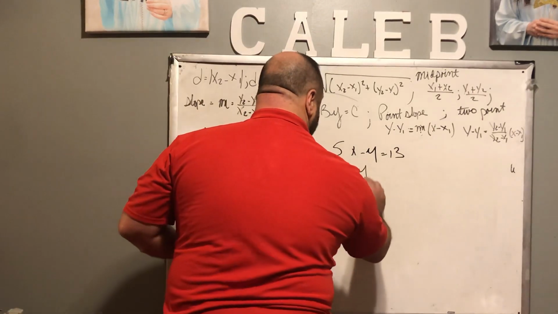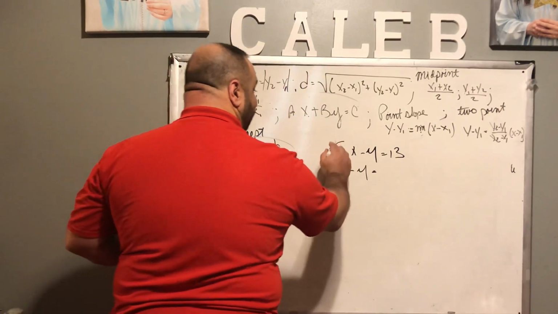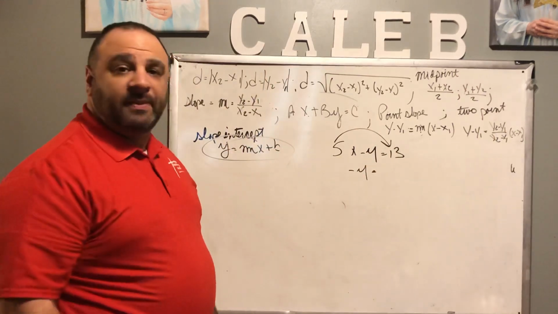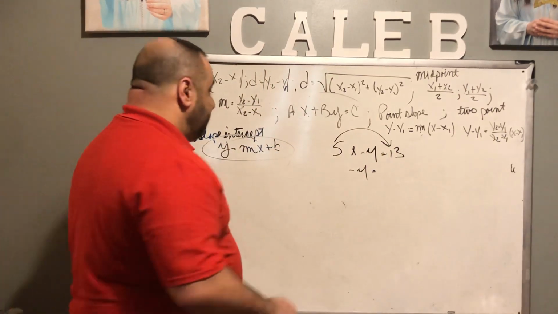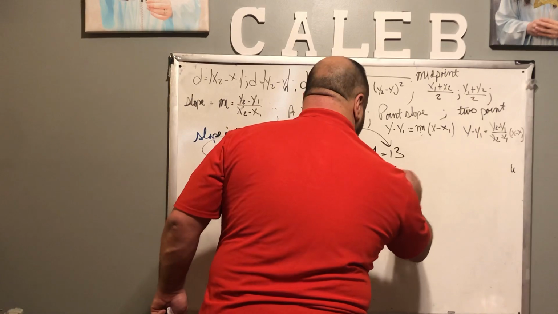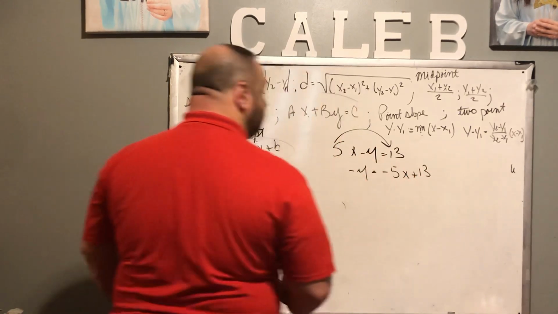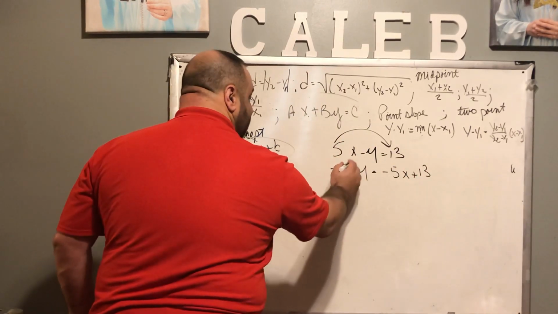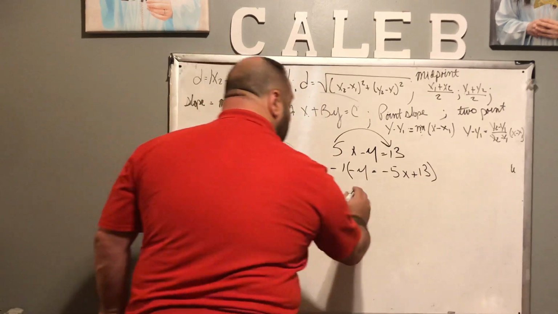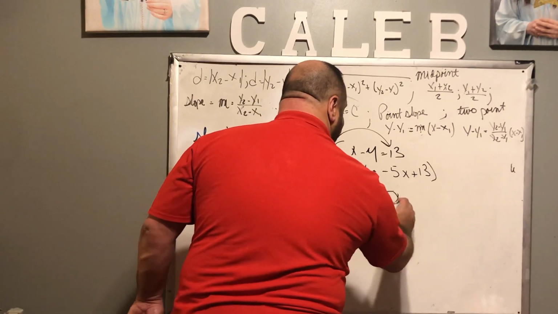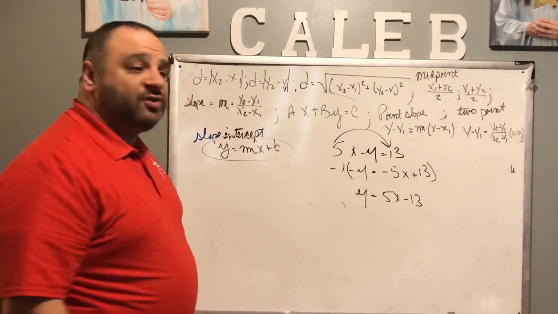So negative y equals, again, I want to get 5 to that side of the equation. So we're going to use the subtraction axiom. So we have negative 5x plus 13. We cannot have a negative sign here, so again, we want to multiply everything. So y equals 5x minus 13.